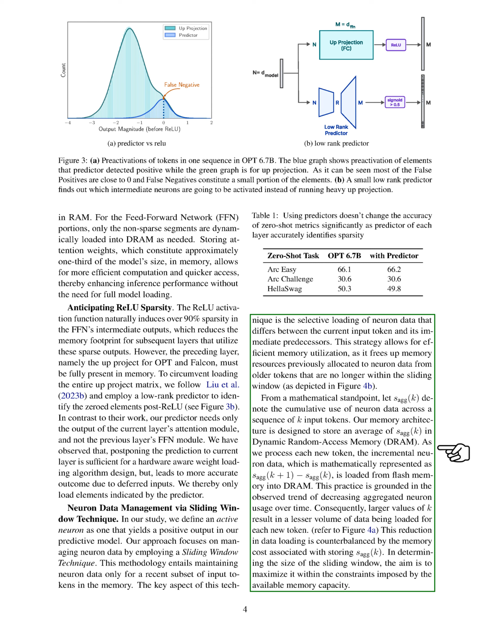As a result, larger values of k result in less data being loaded for each new token. This reduction in data loading is balanced by the memory cost associated with storing S_AGG, k. When determining the size of the sliding window, the goal is to make it as large as possible within the constraints of the available memory capacity.